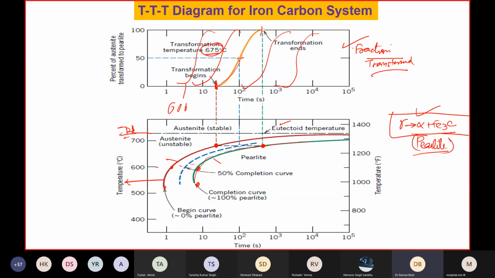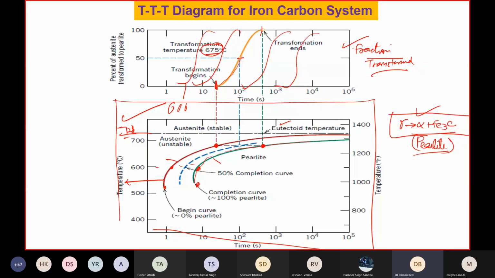Why? Because the lower diagram is a diagram between temperature and time. So you have time and temperature, and these two curves are the transformation curves, the start of transformation and the end of transformation, and that is why the third T comes into the picture. So it is the time, temperature, transformation diagram. And in between you have the blue dotted line, which is a curve that tells us about the 50% completion. How we will use it, we will just see.